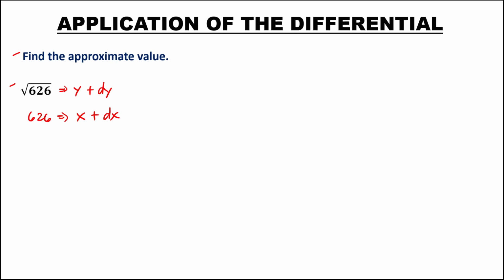Then we need to find a number closer to 626 that has a square root, and that's 625 because the square root of 625 is 25. So we have 625 plus 1, and that's 626. So this is now x plus the dx. Therefore, x is equal to 625 and dx is positive 1.